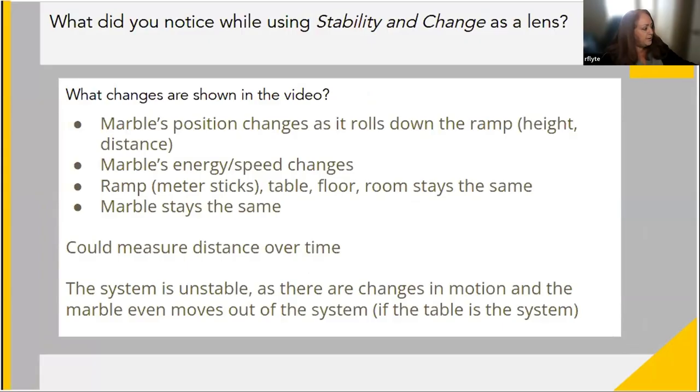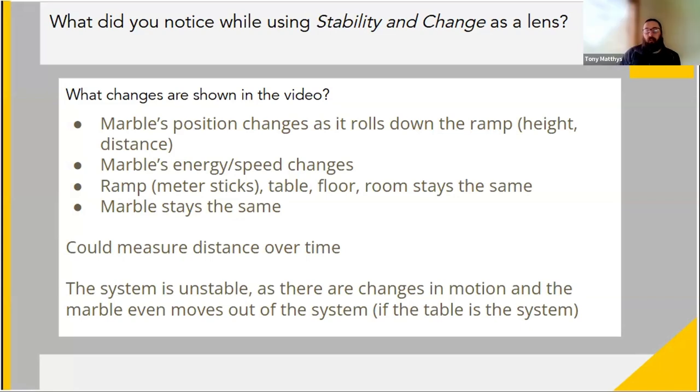And then the other question, sorry, we didn't have time to type that in, about how we could find the rate of change in the position. We could measure distance over time. And then, is the system in the scenario stable or unstable? It's unstable as there are changes in motion, and the marble is even moving out of the system if the table is that system.